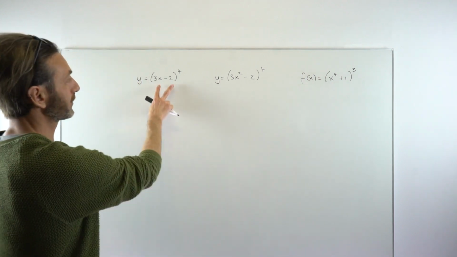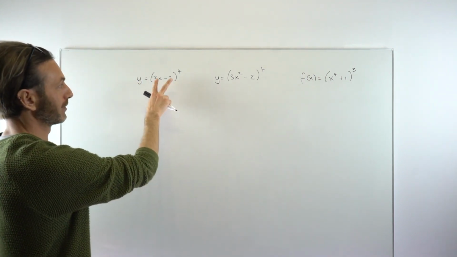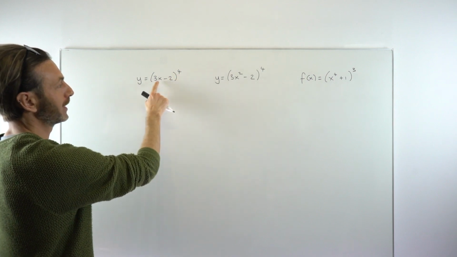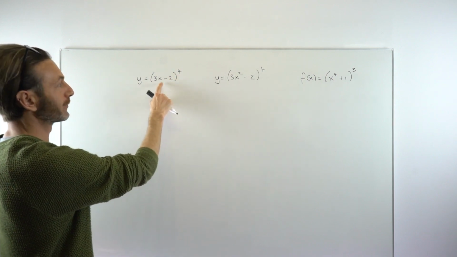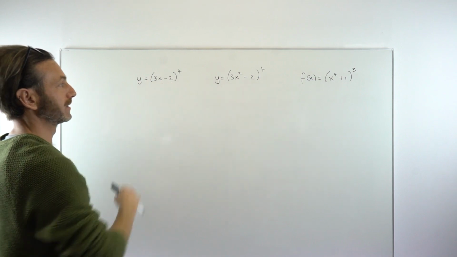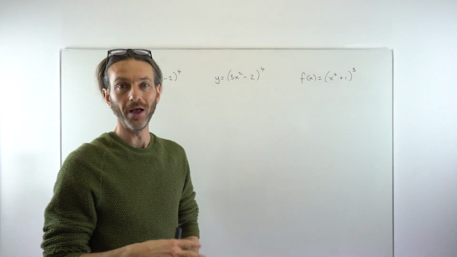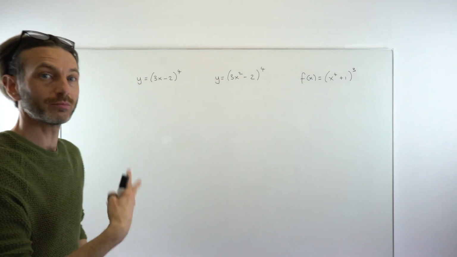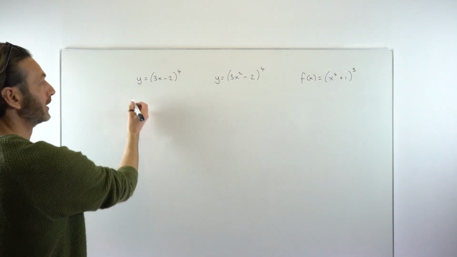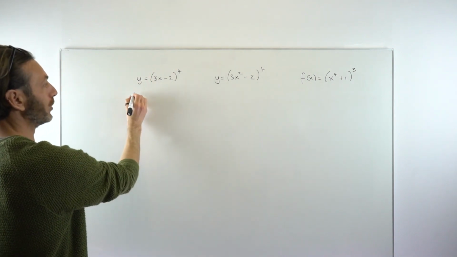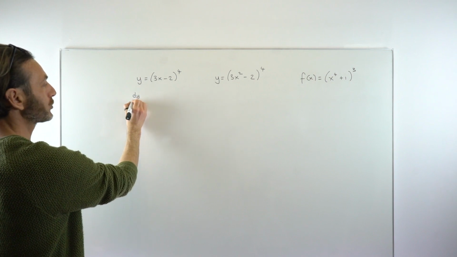Let's start with the most basic form, which is a bracket with a power, and the inside of the bracket in this sort of linear form, which is number x plus or minus a number. When you start the chain rule, that is usually the first form that you see, and that's still usually the most common form.